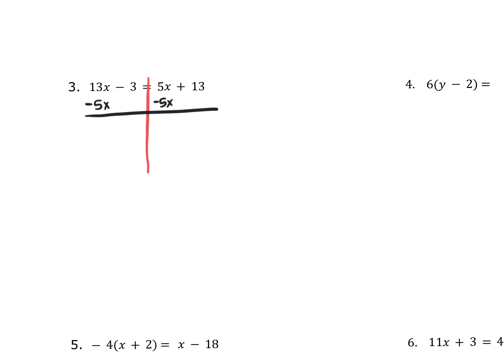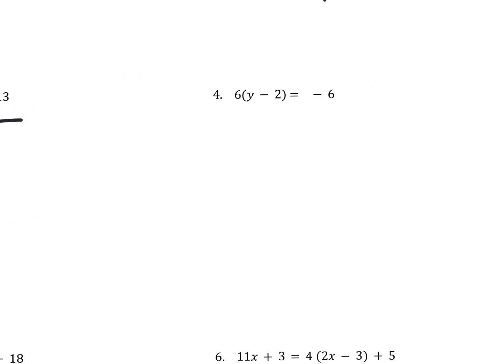So 13x minus 5x, that's going to give me 8x. I still have that -3. Equals goes in the middle. Those 5x's cancel out, so they're no longer there, and I'm going to say equals 13. Okay, my 8x I want to leave for the last thing, so I'm going to add 3 to both sides to get rid of that -3. So I still have an 8x on my left and a 16 on my right. Then divide by 8, divide by 8, and I get x equals 2.